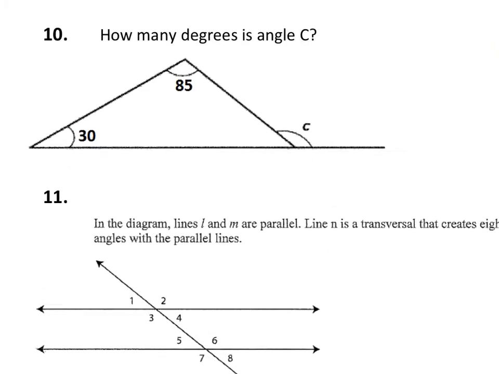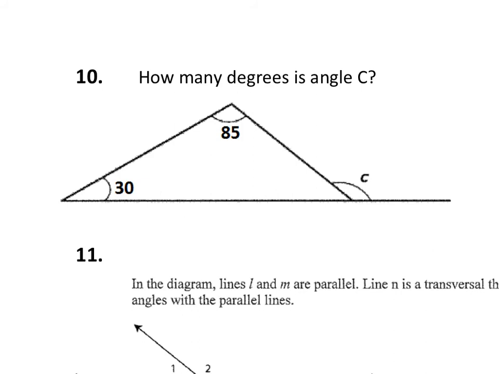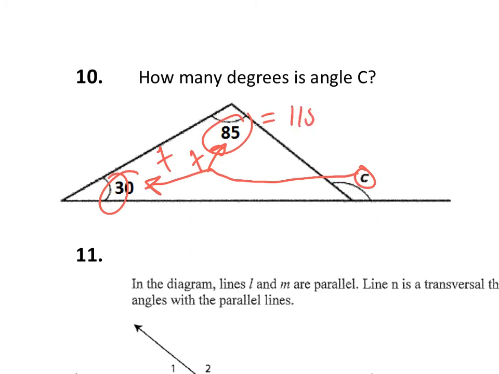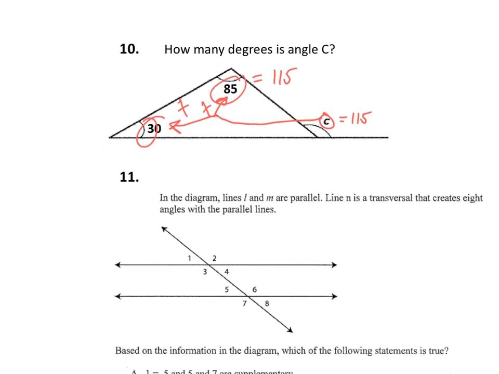On to the next page, number 10, says how many degrees is angle C? Well, here's what I need you guys to remember on this one. Whenever we're talking about the interior angles, or the inside of a triangle, the whole inside of the triangle adds up to 180. But if I talk about angle C, it's the same thing as these two added together. So if I add that 30 and that 85, so 30 plus 85 gives me 115. So C is 115. That's the easiest way to get that one. There are other ways. If you want to know, please ask.